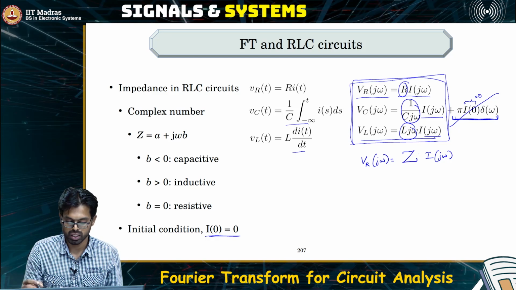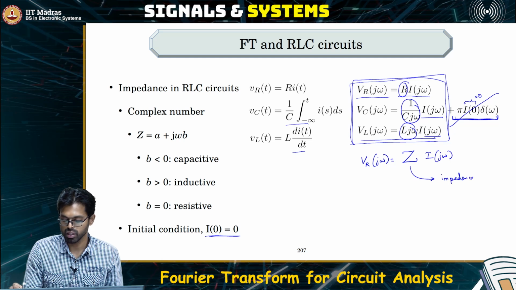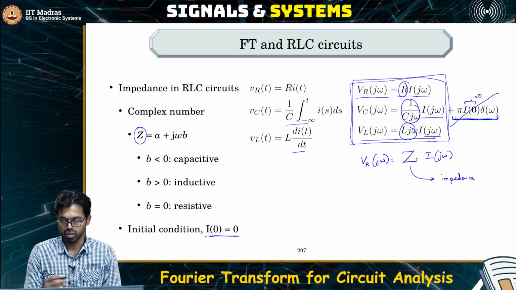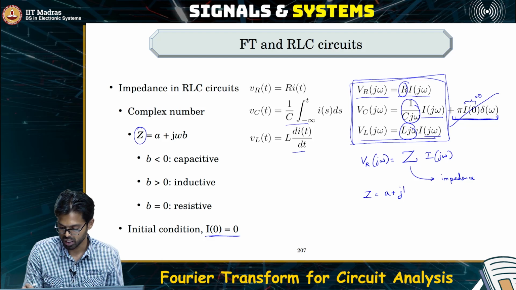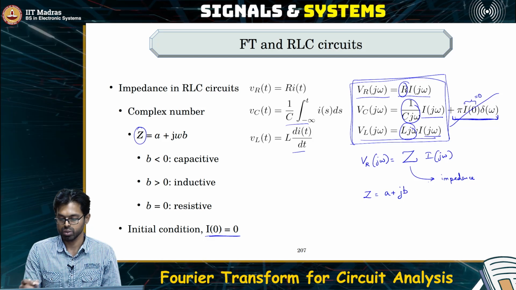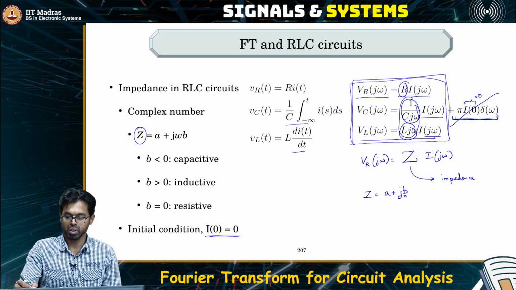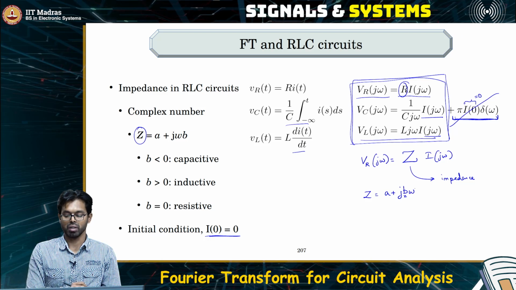So we can model all these three components using one complex number. We'll call that impedance, and we'll denote it typically by Z. This is a complex number. Let's say Z is some A plus j B. This B is typically frequency dependent, because the complex values come only from the capacitor or the inductor, so we'll write it with omega.